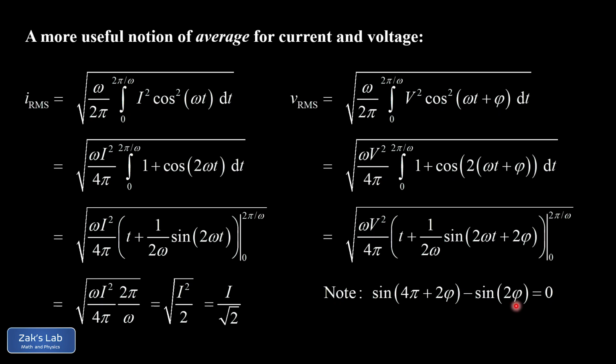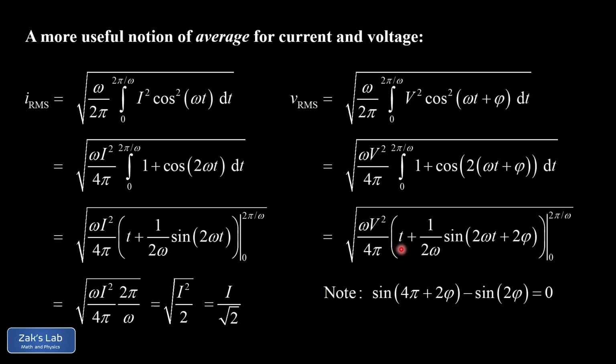And so again, we have to make a periodicity argument. The sine function is a periodic function with period 2 pi. That means it also has a period of 4 pi. It just repeats every 4 pi units. So the value of the sine function at a location of 2 phi has to be the same as the value of the sine function at 4 pi plus 2 phi. And so the difference between those two has to be 0.